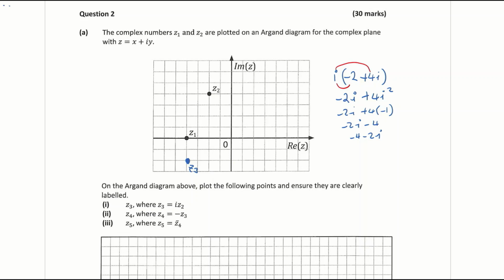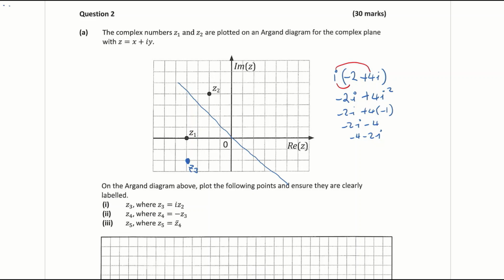The next complex number we need to plot is z4. And z4 is found by multiplying z3 by -1. Now that basically just reflects it across the origin. So just imagine we had a line coming through here, and it's basically just going to reflect it to the other side of that line. It's basically symmetrical. So where would that go?